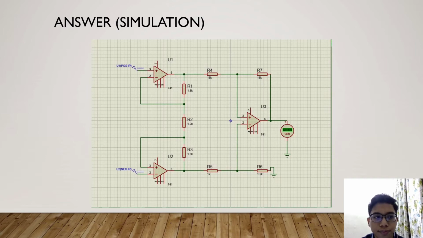Alright, so the next question is question 3. We are required to configure the circuit as shown in figure Q3. In this question, we are using 3 op-amps to configure the circuit. The IC used is the 741, functioning as an op-amp in this circuit.